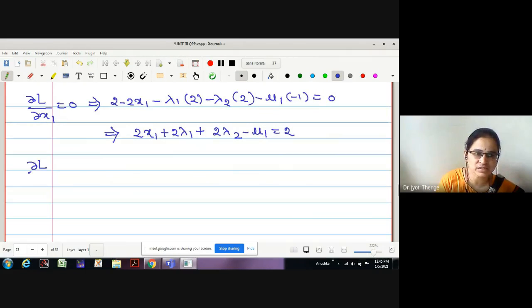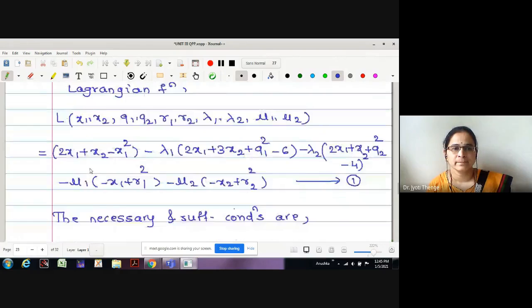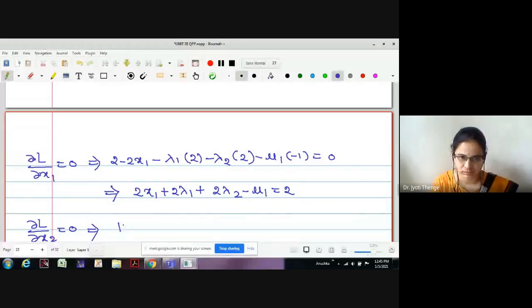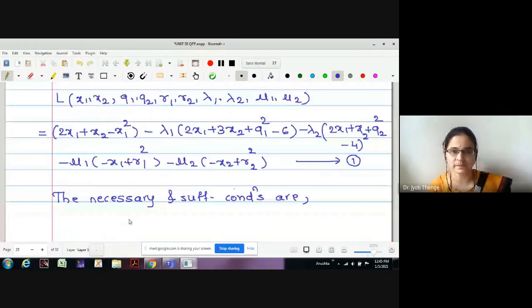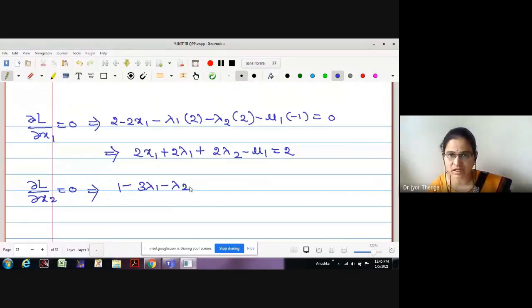Second, let us differentiate with respect to x2 and equate it to 0. Derivative with respect to x2, first bracket 1. Second bracket gives me 3. Third bracket 1. Therefore, this is minus 3 lambda 1 minus lambda 2.